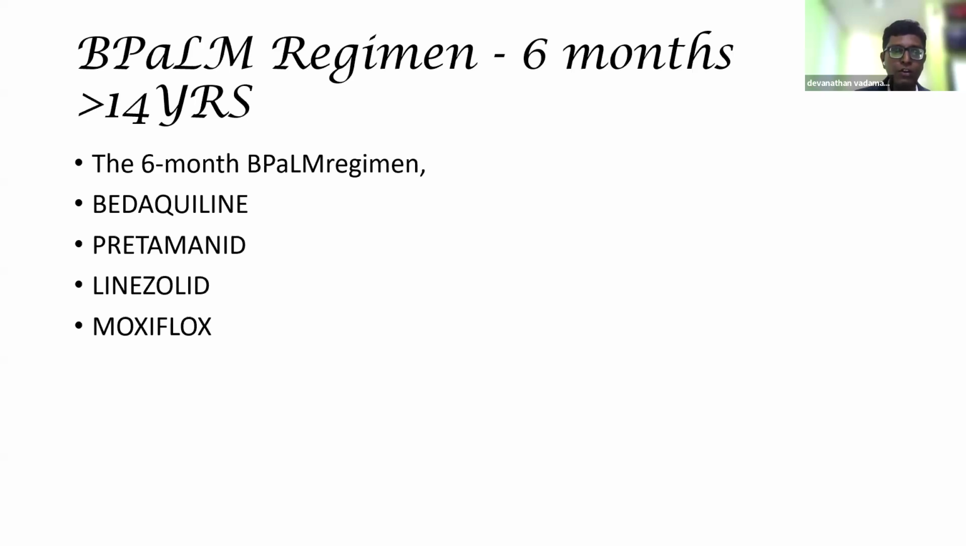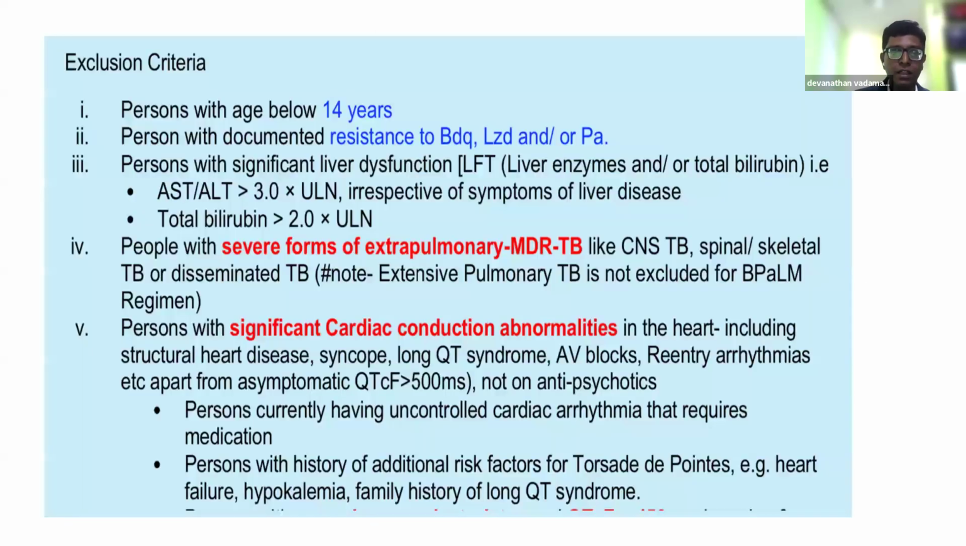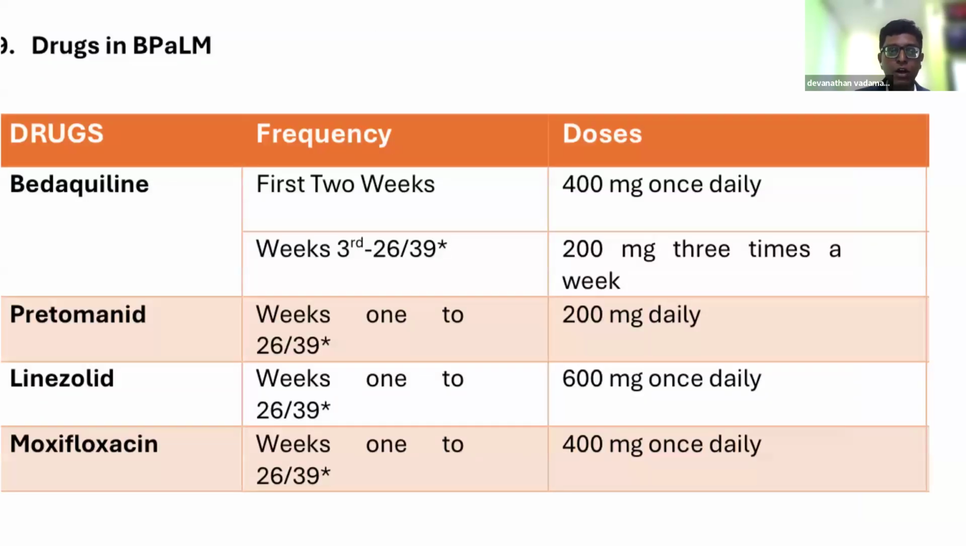And it contains 4 drugs. 2 newer drugs, bedaquiline and pretomanid, and 2 older drugs, linezolid and moxifloxacin. At least this is sufficient. So how do we give the regimen? Pretomanid is a fixed dose, 200 mg we give daily. Linezolid 600 mg we give daily. And moxifloxacin 400 mg once daily.